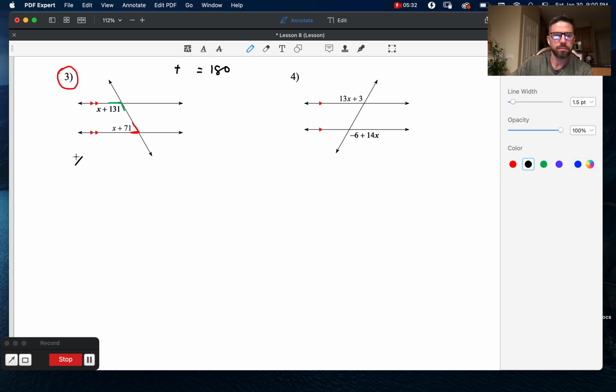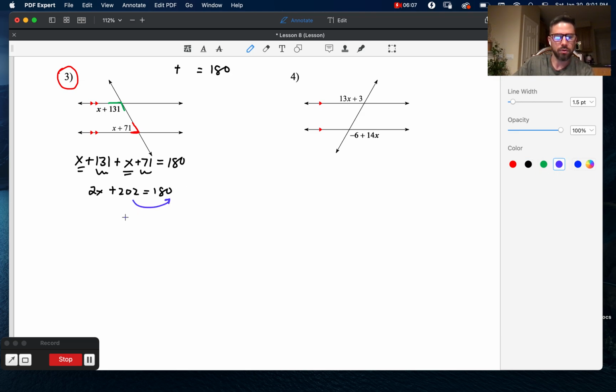Okay, so let's add these guys. We have x plus 131 plus x plus 71 equals 180, right? We add them and set them equal to 180. Okay, so let's combine like terms. That's 2x. Let's combine this right here. What's 131 and 71? I think it's 202. 2x plus 202 equals 180.